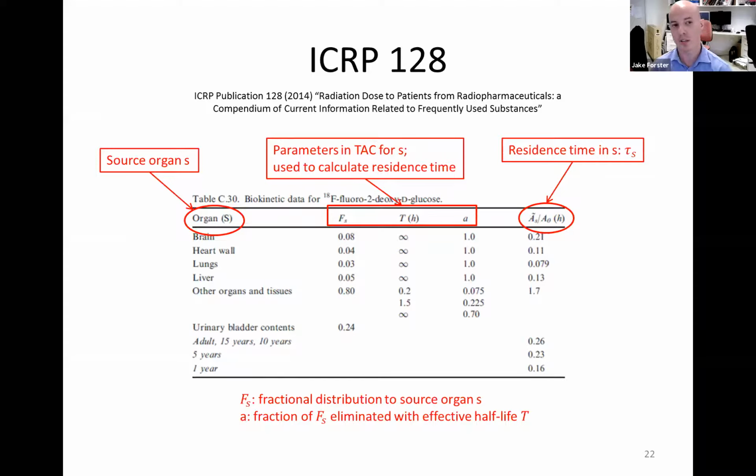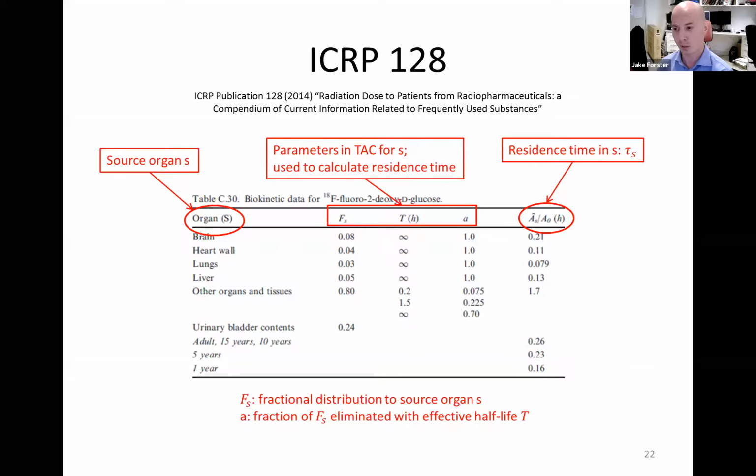ICRP 128 is a very useful document for looking up doses from nuclear medicine diagnostic imaging procedures. And the cool thing about ICRP 128 is they actually give you the information about the biokinetic models that they're using in their dose calculations. So the biokinetic information is presented in tables like the one shown here. This is the table for FDG, for example.